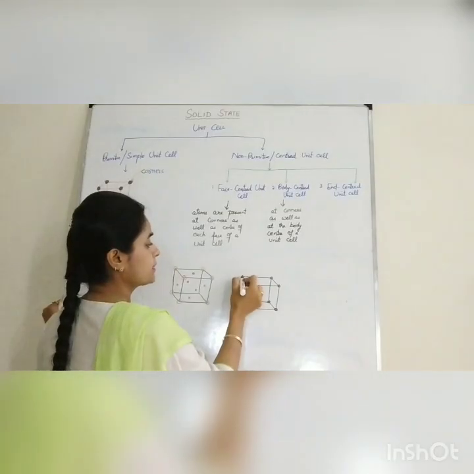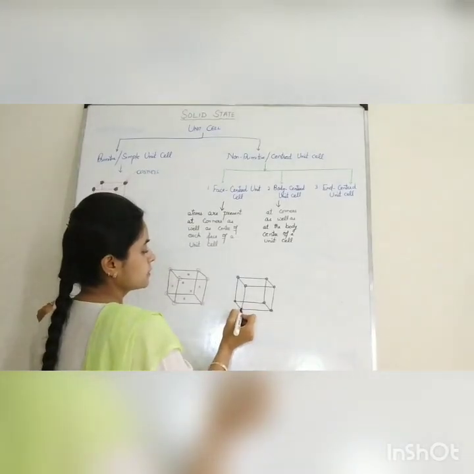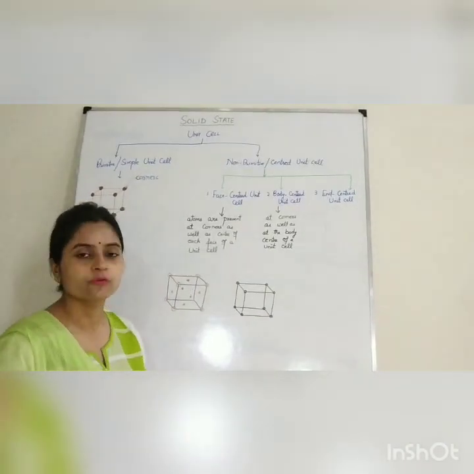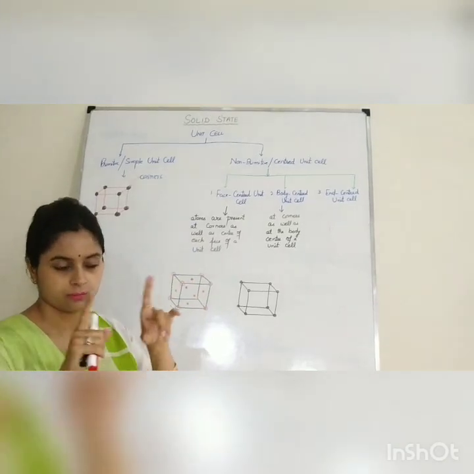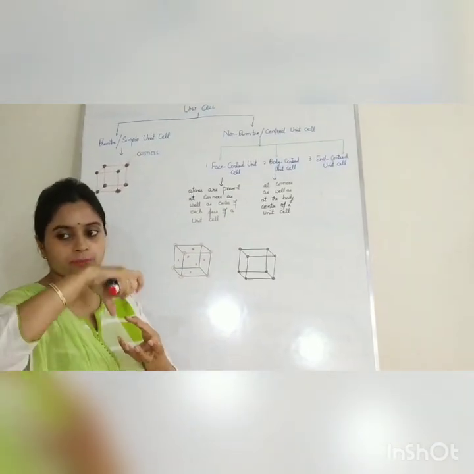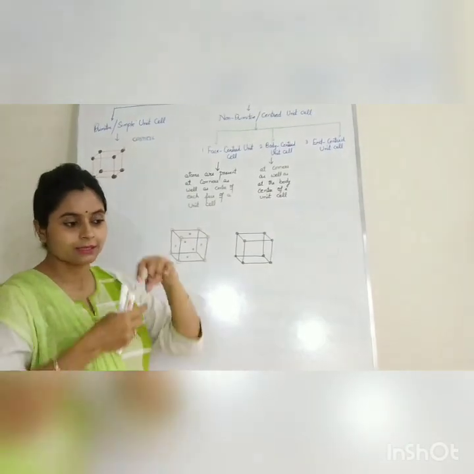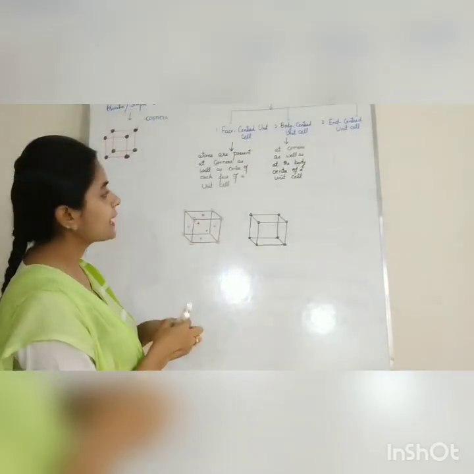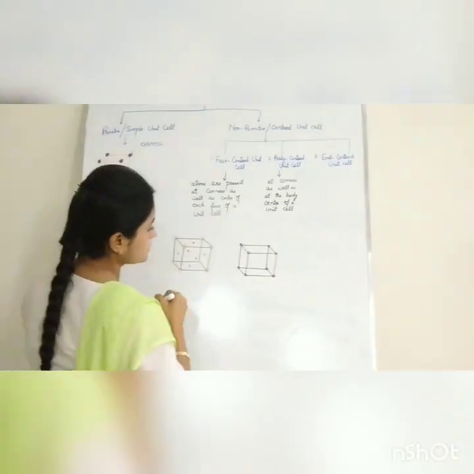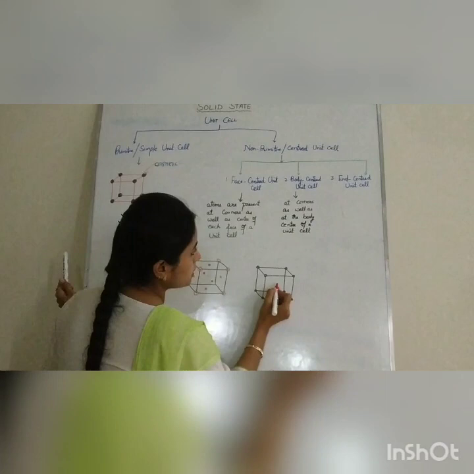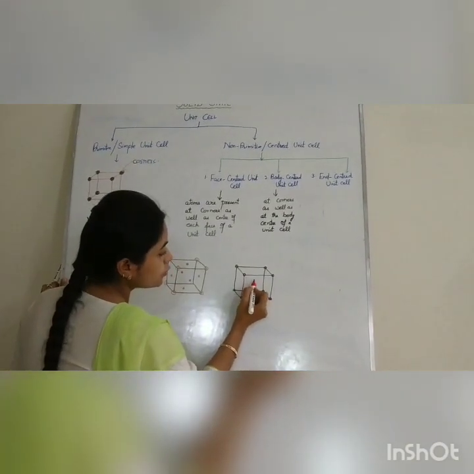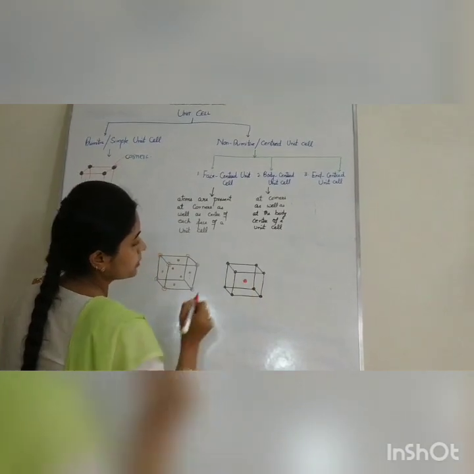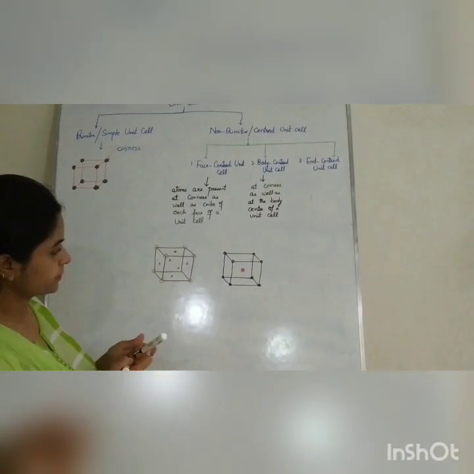These are the atoms at corners. And what do you mean by body center? If you have a cube and you put a ball or atom inside it, that means that ball is at the center from each side. That is known as body center. Like this. This atom at the center is the center of every side. So this is body centered unit cell.